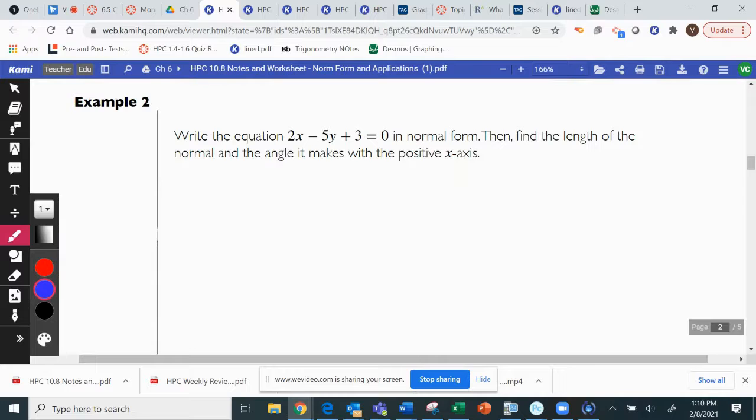And then we're going to find the length of the normal and the angle it makes with the positive x-axis. So I'm going to start by looking at c, and c is positive. So I'm going to use the negative square root of 2 squared plus 5 squared, negative 5 squared, doesn't matter. I get 4 plus 25, so I get negative square root 29. And then we're going to divide this standard equation, each term, by negative square root 29.